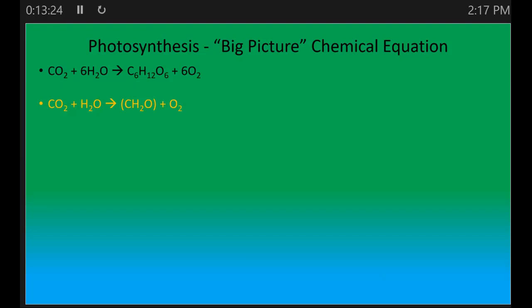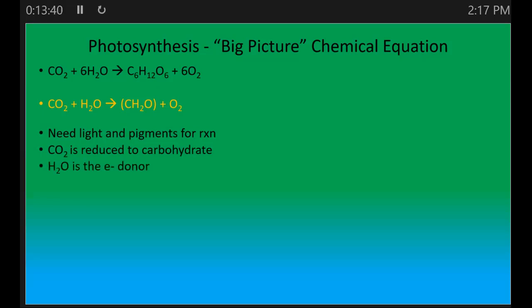So in order to get this reaction to occur, you definitely need light energy. You need pigments involved to absorb that light energy. CO2 is what we say reduced. The plant takes in CO2 and reduces it into carbohydrate. Water is one of the substrates, so that is actually going to donate electrons in this process, which is phenomenal because water does not like to give up electrons. So we'll talk more about that. We say that CO2 is the electron acceptor in this equation.